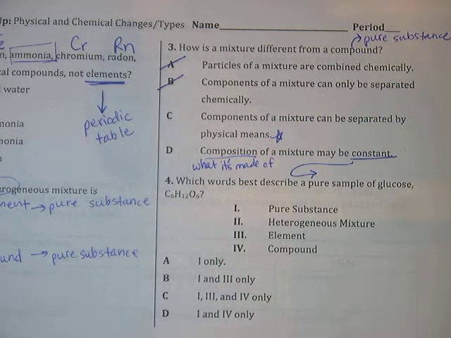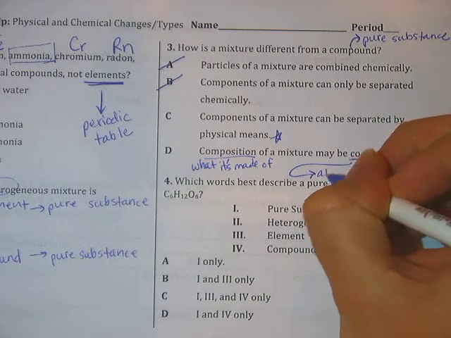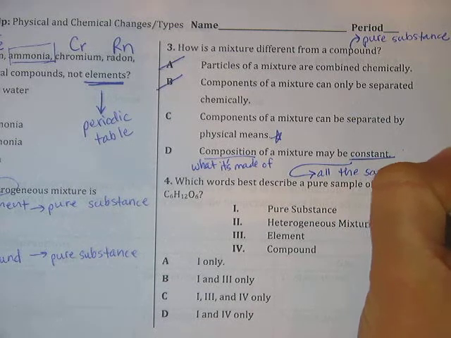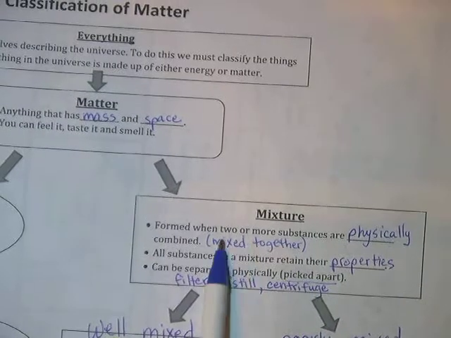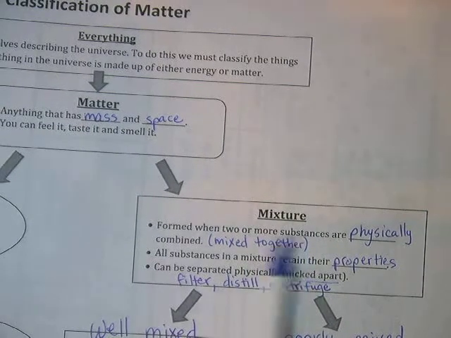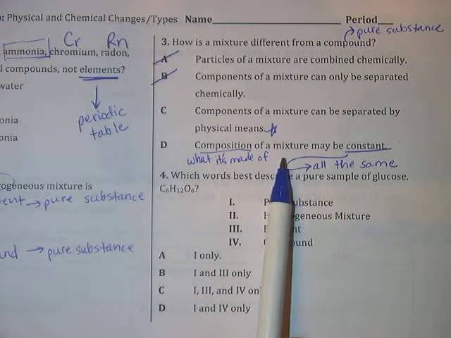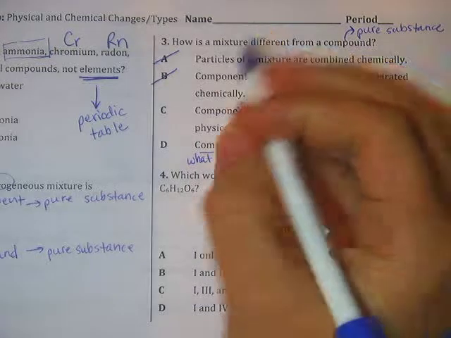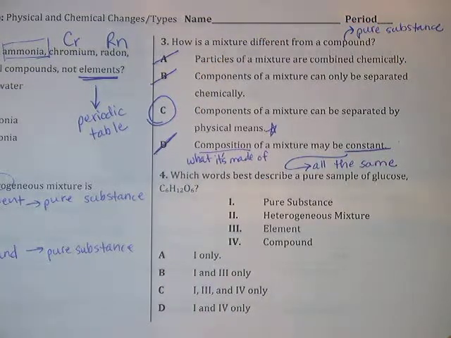What a mixture is made of may be constant, meaning all the same. And remember, the point of a mixture is that you have two or more different substances. They are not the same as each other. So mixtures should not all be the same. This answer choice is saying they are the same. This can't be correct. And that leaves us with C, which we had already thought, that's a pretty good looking answer.